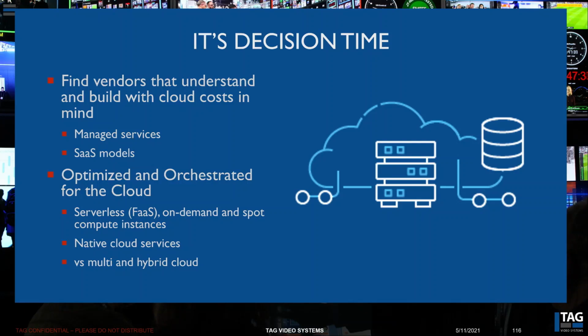So if you're paying for this, you'll quickly figure this out and do this if you're building your own systems as a managed service or a SaaS model, which is why they have this. They'll know about this serverless or function as a service that we talked about a minute ago, on-demand and spot compute instances. They'll leverage native cloud services, so they're not actually standing up and paying for licenses for things they need to use just for short periods of time. And they'll also understand the challenges of having a single cloud versus multi-clouds and hybrid clouds.